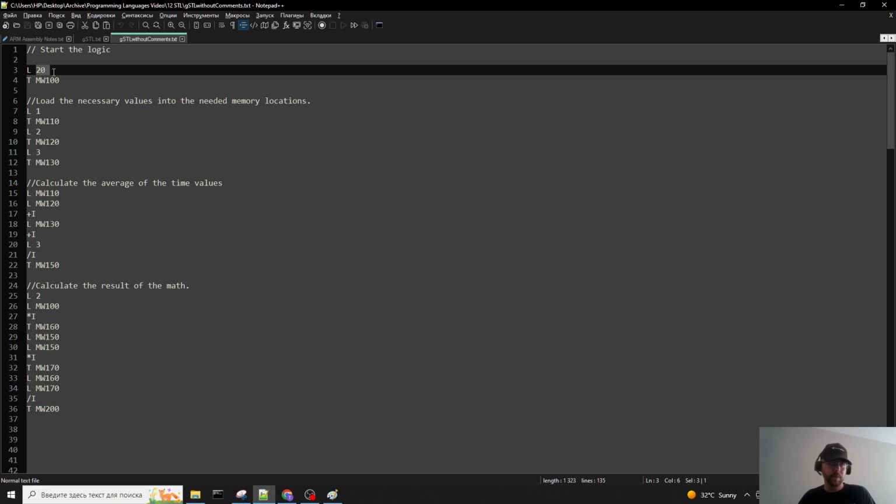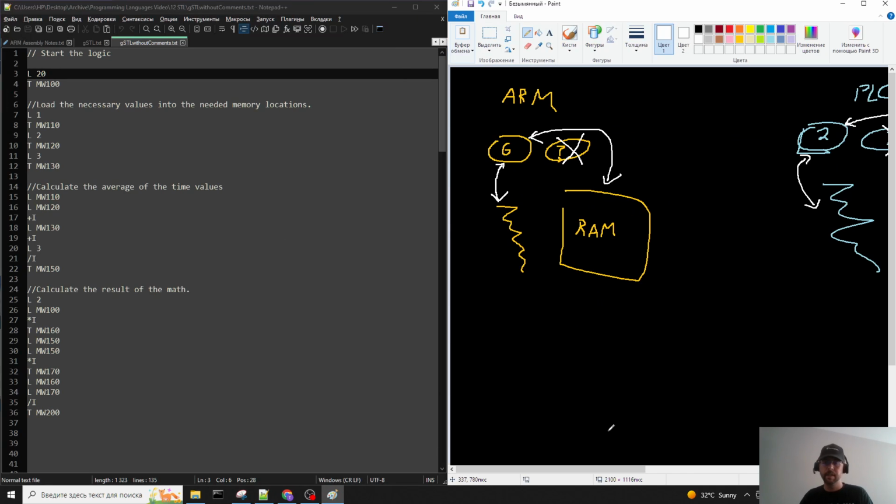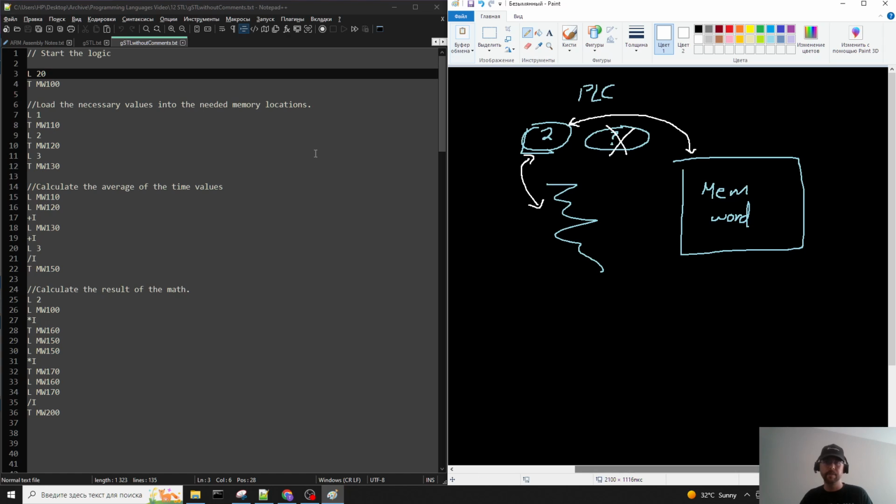So that's what's going on in both examples here. So for the first one, running through the algorithm, maybe I can get this picture right here. This might help a little bit to reference this. So we're going to load 20 into accumulator 1. Then we're going to transfer it to this memory word location, memory word 100.